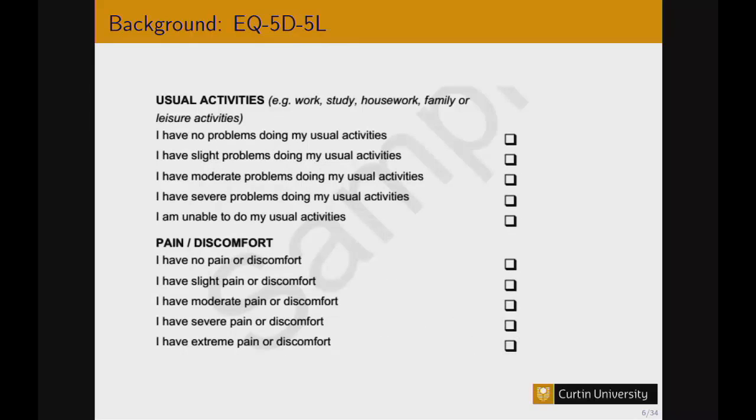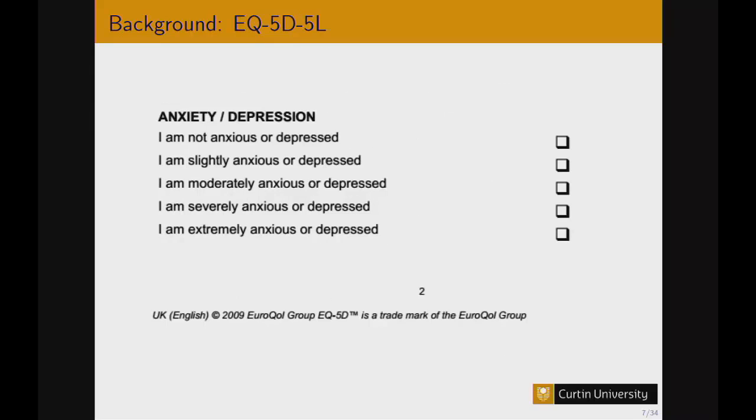Next 2 dimensions are usual activities and pain and discomfort. And then the last one is anxiety and depression. So it's like 5 ways to describe your health state. So it is a generalized measure. It's not specific to any particular health condition. So you can understand the appeal.